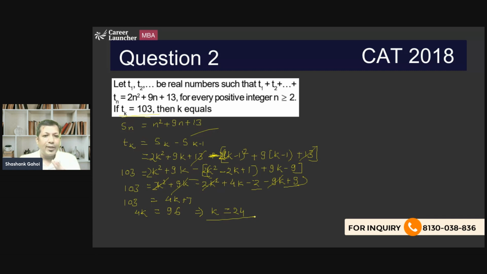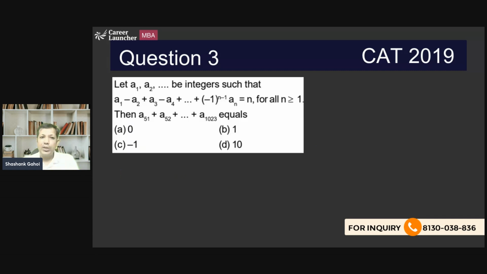Now let's move on to the next question. What does it say? Question number 3. Okay, so it is going to be a little tricky. Is it going to be tricky? Okay, perhaps not. So basically it says a1 minus a2 plus a3 minus a4 and so on up to this is equal to n. Fair enough. And the question is talking about a50 to this.